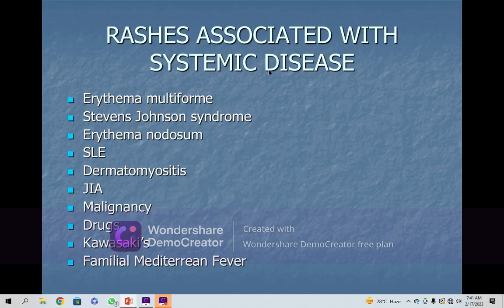Rashes associated with systemic disease that are seen in children are erythema multiforme, and you see drug reaction with Stevens-Johnson syndrome, or viral infection with Stevens-Johnson or toxic epidermal necrolysis, or erythema nodosum, systemic lymphadenitis. Dermatomyositis will cause skin involvement, and juvenile type of osteoarthritis. That is the oligoarthritis, malignancy, and drugs, and Kawasaki syndrome, and familial Mediterranean fever.